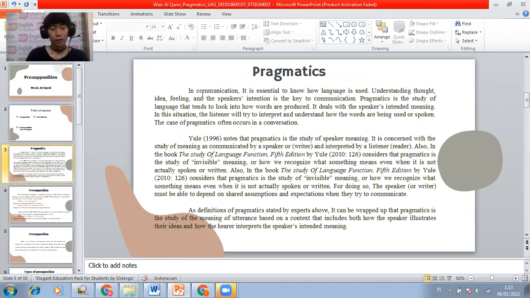Pragmatics. In communication, it's essential to know how language is used. Understanding thoughts, ideas, feelings, and speakers' intentions is the key to communication. Pragmatics is the study of language that looks into how words are produced. It deals with the speaker's intended meaning, and in these situations the listener will try to interpret and understand how the words are being used or spoken.